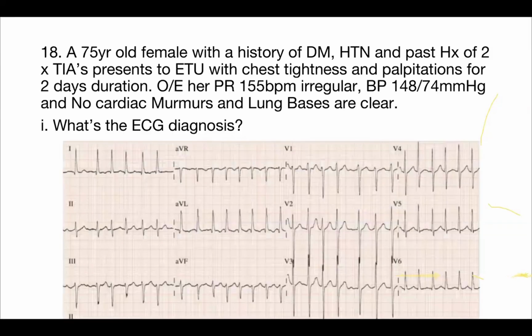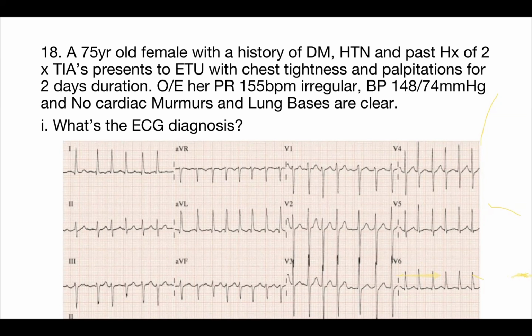Okay. Let's see this one. A 75-year-old female with a history of diabetes, hypertension, and past history of TIAs, 2 times TIAs, presents to the ETU with chest tightness and palpitations for 2 days duration. On examination, her pulse rate is 155, so tachycardia, but irregular, right? BP 148/74, and no cardiac murmurs, lung bases are clear. So what is the ECG diagnosis?